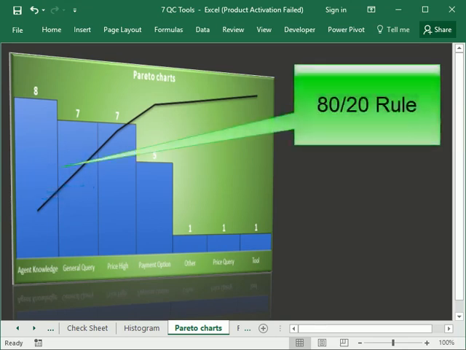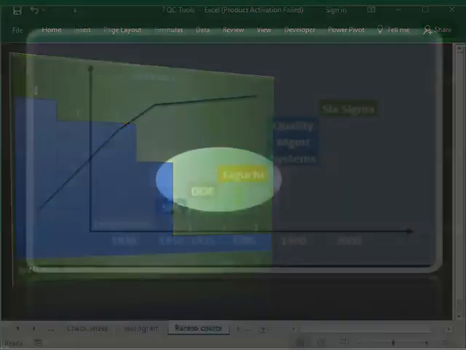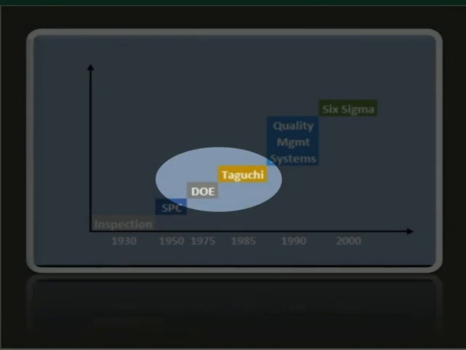Pareto principle is also known as 80-20 rule. It is said 80% of the problem may be attributed to the 20% of the causes. Pareto analysis played a key role in DOE or Taguchi method.